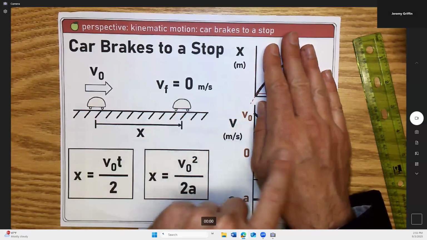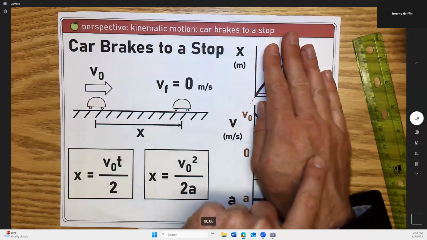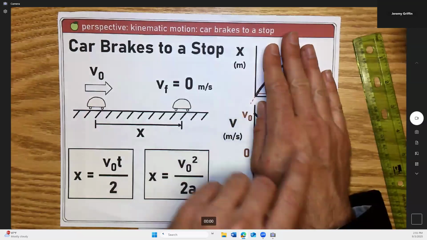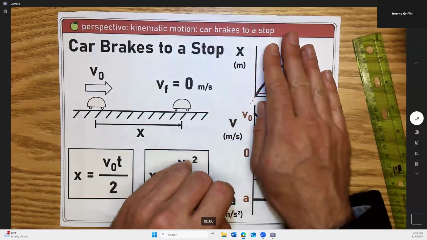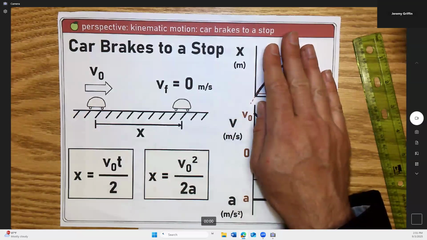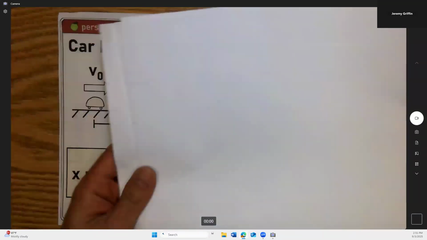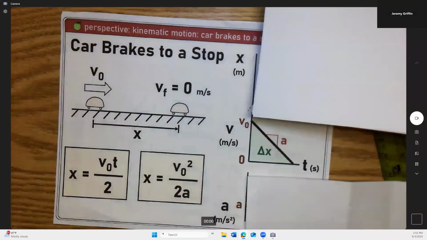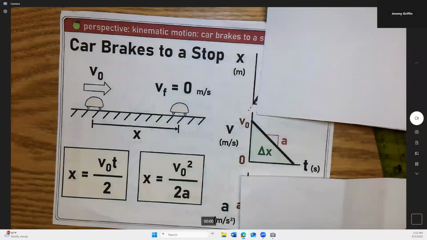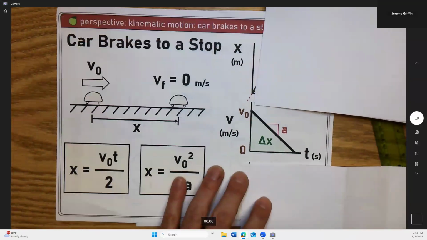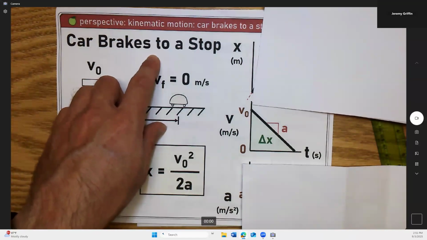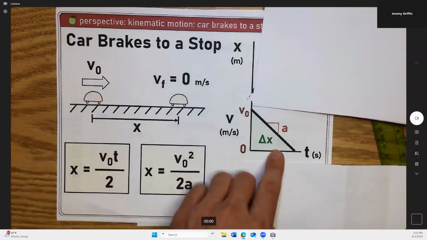So I got 0 down here. Now, what kind of line do you think should connect those 2 points? What kind of shape do you usually see for velocity versus time curves in this class? Yeah, straight lines. Okay. I should really throw uniformly in the title here: brakes uniformly to a stop. Right. So that'd be a constant acceleration.